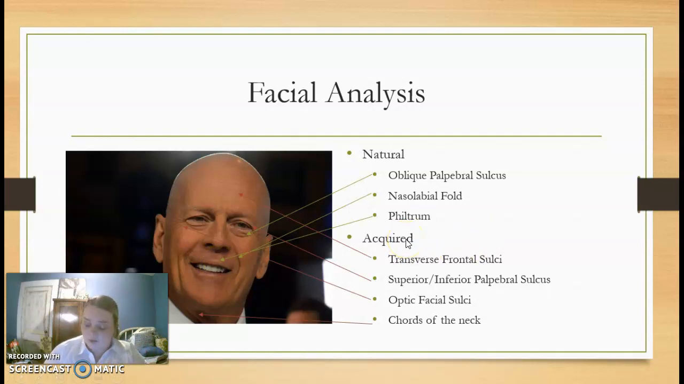And then since he's gotten older, of course, we can see more of the acquired facial markings. He has good examples of the transverse frontal sulci, which can be kind of hard to find examples of on celebrities due to plastic surgery procedures that they can use to fix those facial markings. Like I said earlier, he has really good examples of both superior and inferior palpebral sulcus, seen here, and on top we can see where gravity's taken hold and has made that eyelid droop.